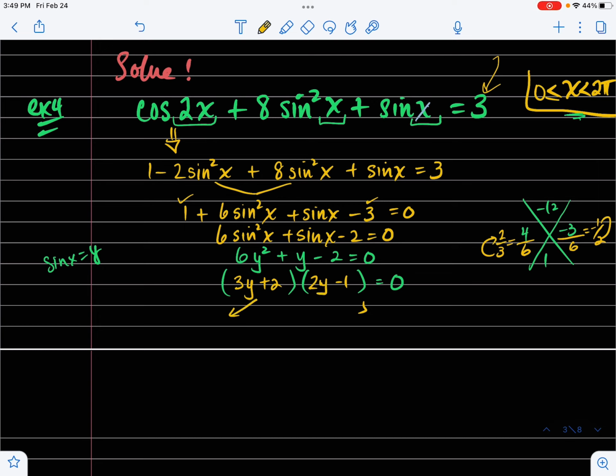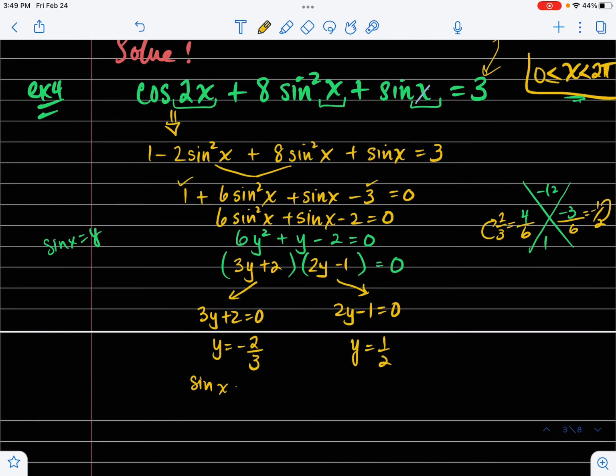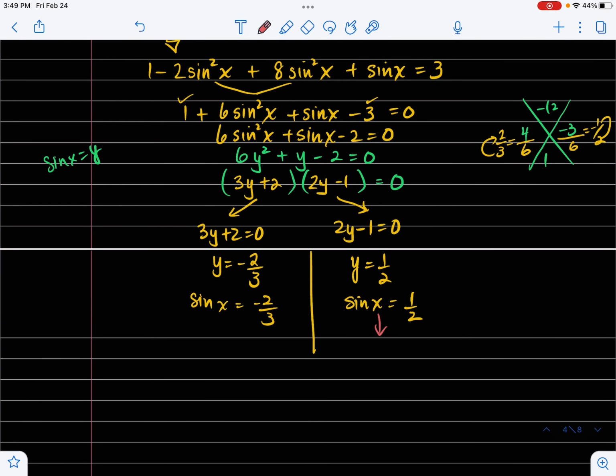All right. So from here, algebraically, what do we do? We can set this equal to 0, and set that equal to 0, and find the y values. Negative 2/3, y equals half. And since we found y, it's time to bring back the trig part. So this is sine x equals negative 2/3, or sine x equals half. So now we're looking at what values of x. I'm going to do the right hand side first. We're looking for angles where sine has a value of half. So sine is half here at 30 degrees, or pi over 6. And then sine is half at 5 pi over 6.